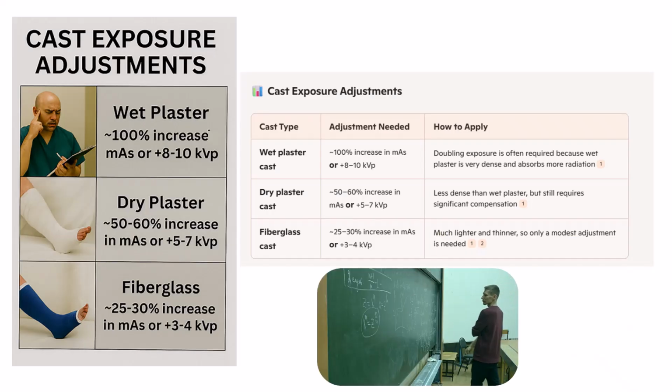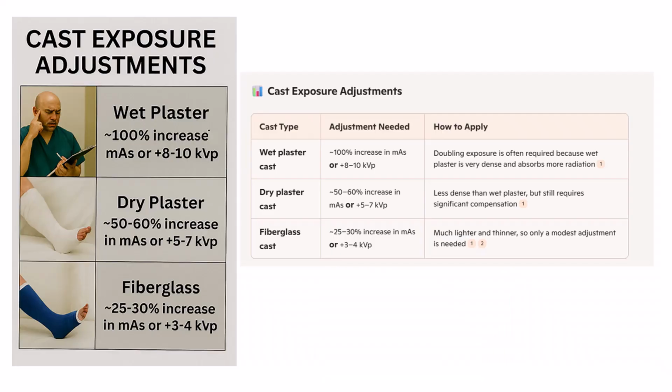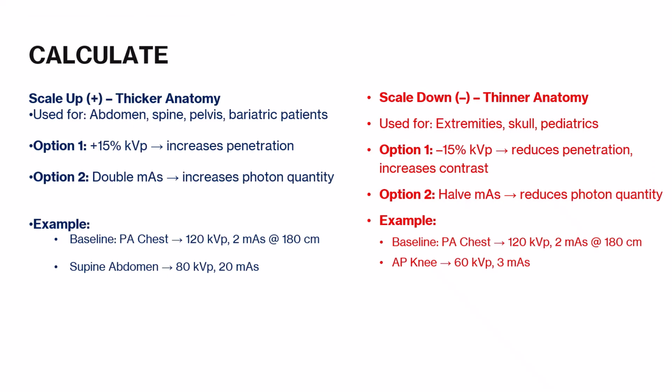Here's an example of how you adjust your technique after taking exposures of a fracture, which is then put into a cast. You can have a wet cast, you may have dry plaster, or you can have a fiberglass cast. The principle we're looking at here is how to scale up for thicker anatomy based upon abdomen, spine, pelvis, or bariatric patients, and how to scale down for thinner or smaller anatomy like extremities, skulls, and pediatrics.